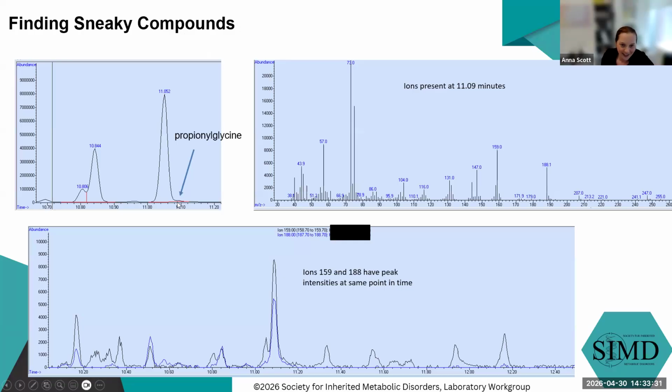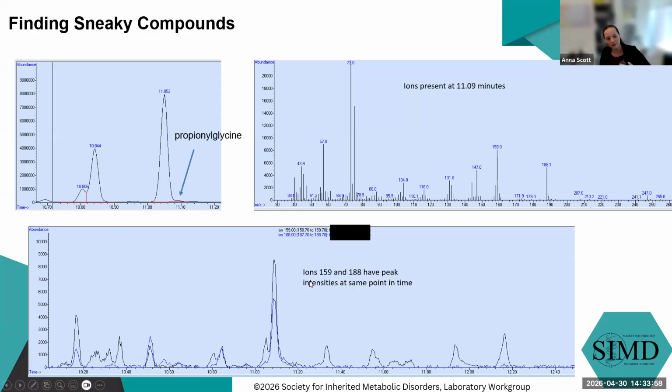But if we click on that hump, we can see very characteristic ions. So this is a unique pattern. It is a tiny propionyl glycine peak. This gives me so many hours of stress. We can do this process called extracted ions, where highlighting the 159 and the 188 masses, I can pull out those in particular.